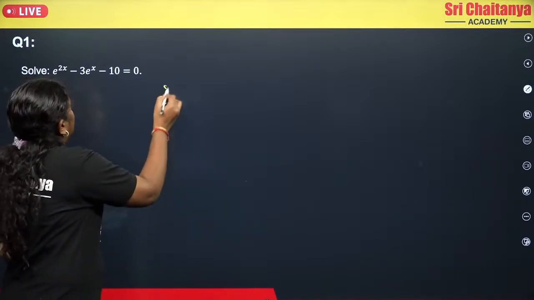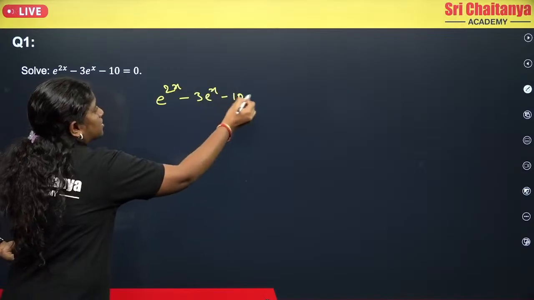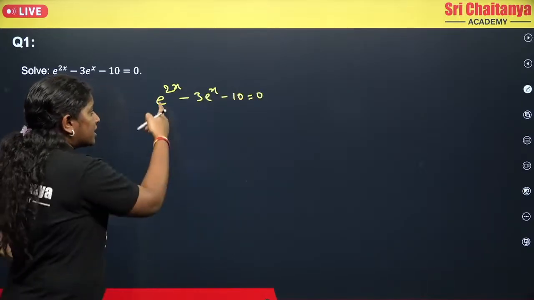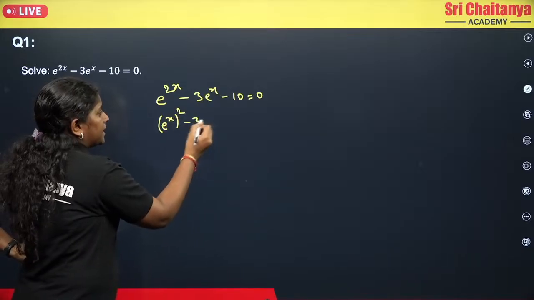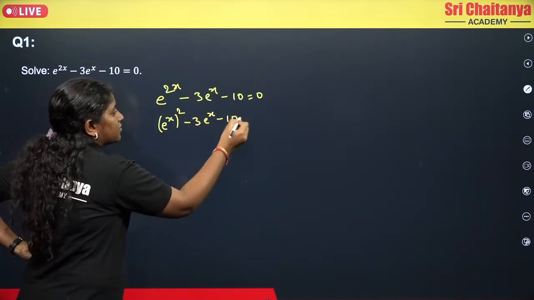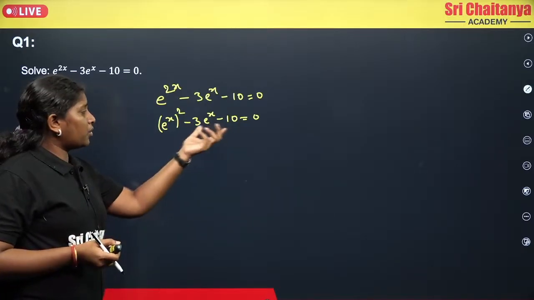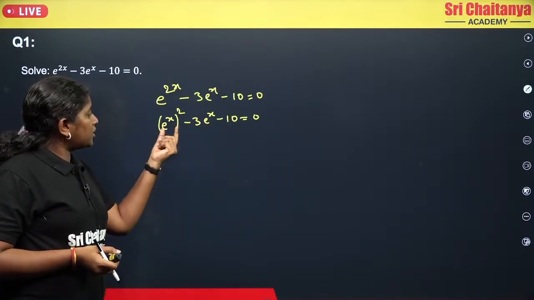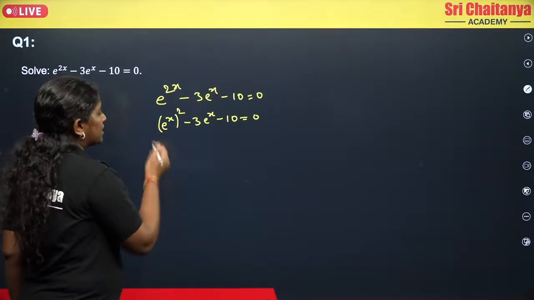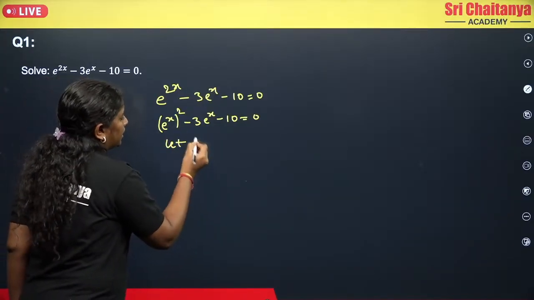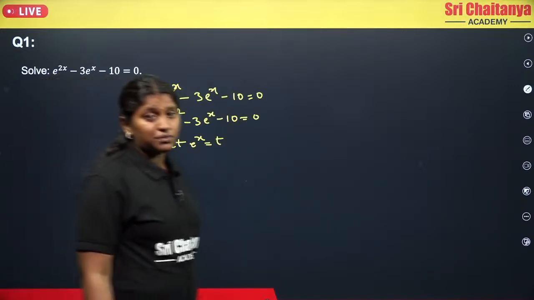Okay, now e to the power 2x minus 3 e to the power x minus 10 equals 0. I can write e to the power 2x as e to the power x whole square, minus 3 e to the power x, minus 10 equals 0. If you don't know what to do, you can see that e to the power x appears in two terms. So what you can do is let e power x equal t.